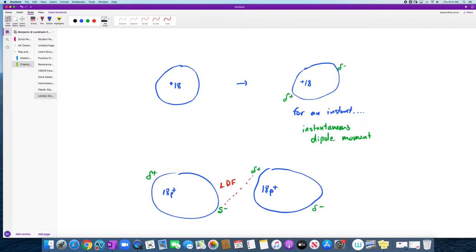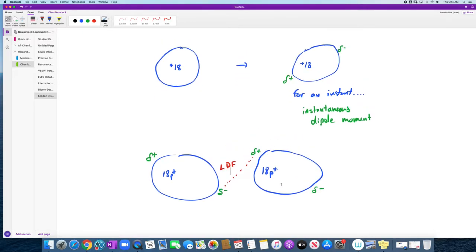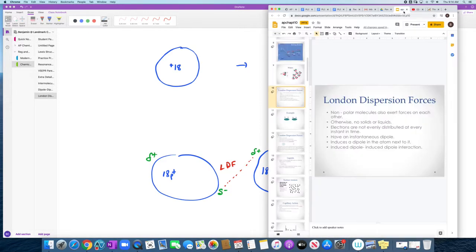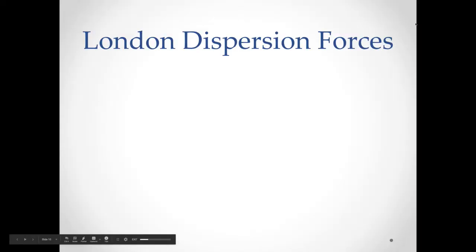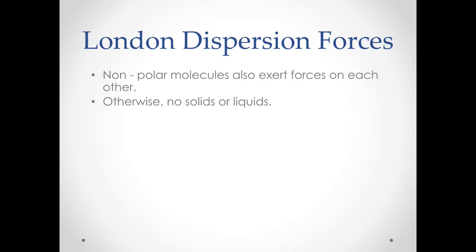Okay, so I'm going to show you a quick little PowerPoint slide, actually a couple slides, kind of recapping everything I just said. So London dispersion forces. So nonpolar molecules can also exert forces on each other. Intermolecular forces can happen. And we know that because otherwise liquid argon wouldn't be possible. It would be in the gaseous state all the time. Without intermolecular forces, solids and liquids aren't possible.